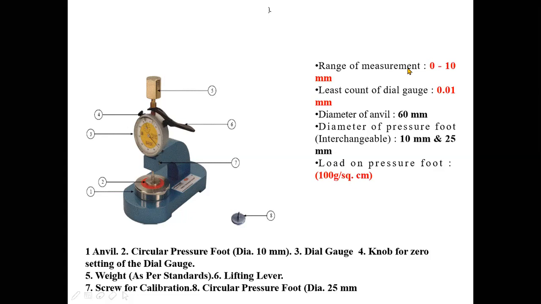Okay, the range of measurement is 0 to 10 millimeter. The least count of the dial gauge is 0.01 millimeter. Diameter of the anvil is 60 millimeter. Diameter of the pressure foot may be 10 millimeter or 25 millimeter depending upon the requirement. The loading on the pressure foot is 100 grams per square centimeter.